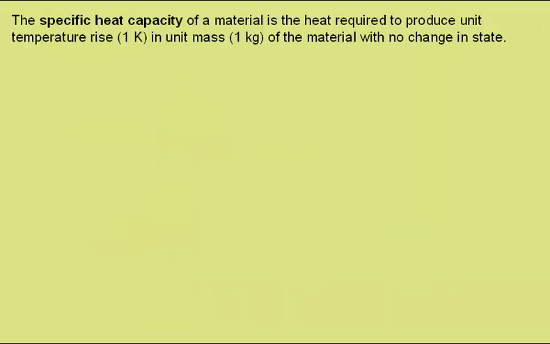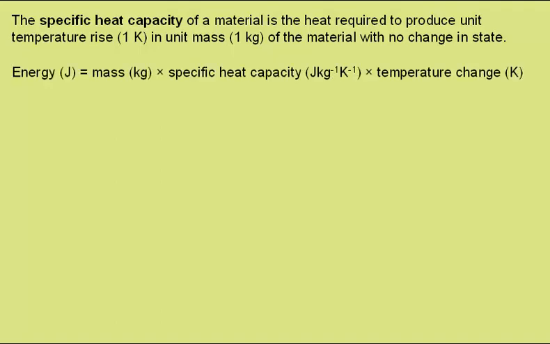The specific heat capacity of a material is the heat required to produce unit temperature rise, that is 1 Kelvin or 1 degree C of temperature rise, in unit mass, or 1 kilogram, of the material, as long as there is no change in state.